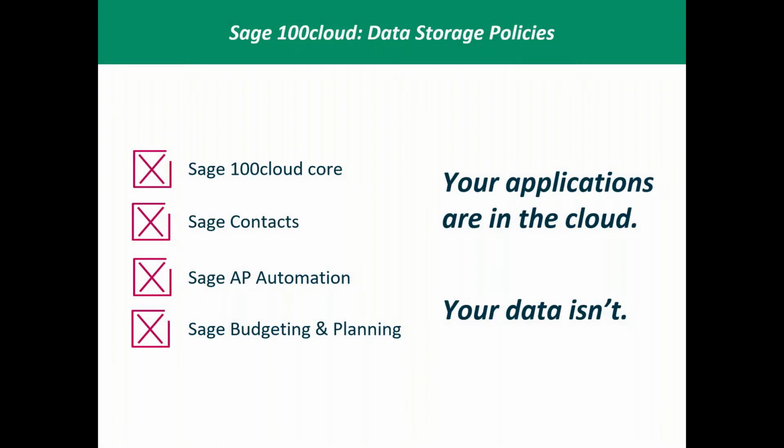So when we talk with customers about Sage 100 Cloud, one of the biggest questions is, where is my data? Your applications are in the cloud, but your data isn't. Sage 100 Cloud leverages connected applications in the cloud, but none of these applications store any data. They use a communication protocol to access and update right from Sage 100 Cloud. This can be an important differentiator for businesses with concerns about data security.